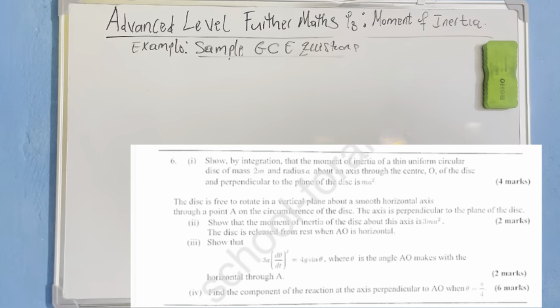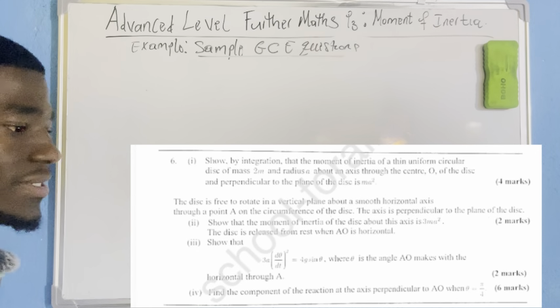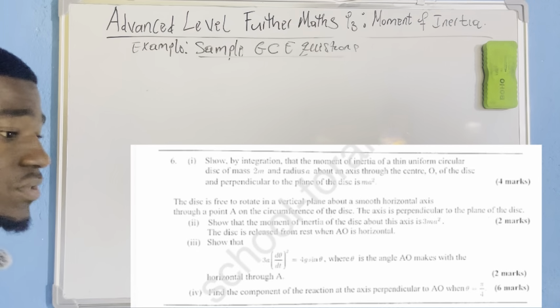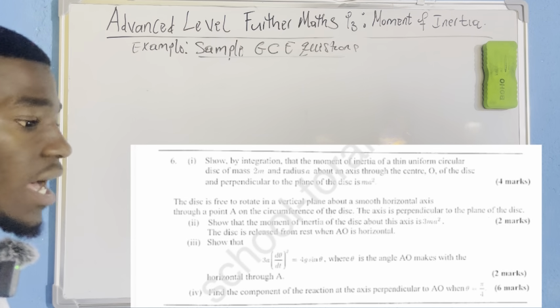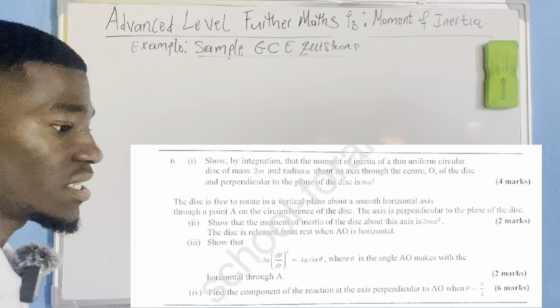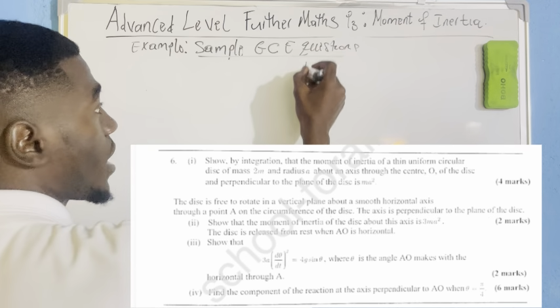The next question is, show by integration that the moment of inertia of a thin uniform circular disc of mass 2m and radius a about an axis through the center O of the disc and perpendicular to the plane of the disc is ma squared. So we are asked to show by integration.